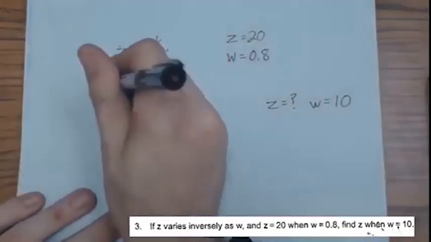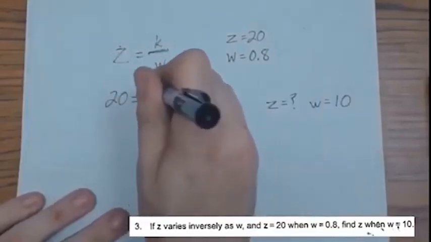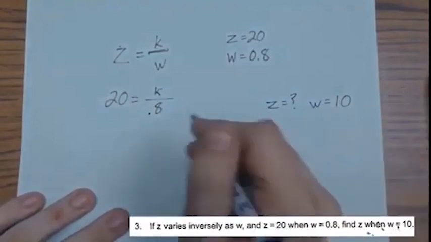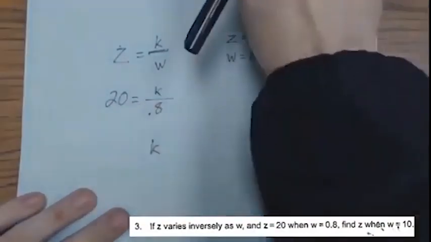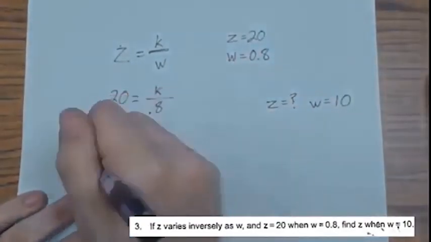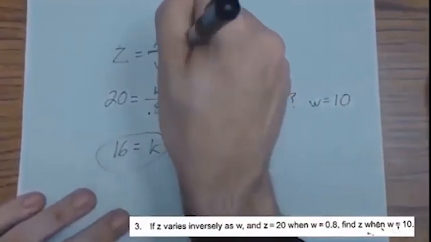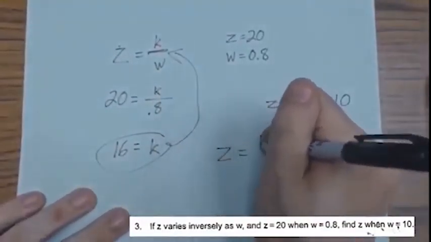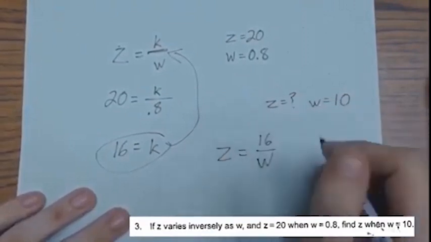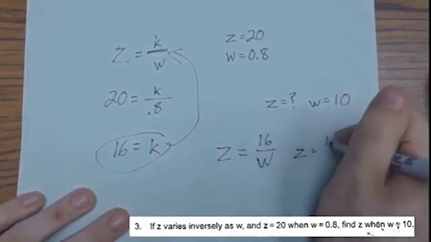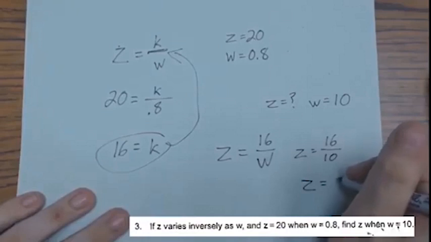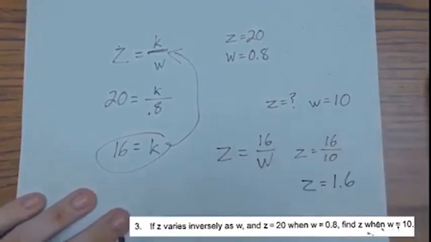So plug in what we know. Z is 20. W is 0.8. To solve for k, we would multiply both sides by 0.8. 20 times 0.8 is 16. So k is 16. Plug that back in. Z equals 16 over w. So what's z when w is 10? It would be 16 over 10. 16 divided by 10 is 1.6.